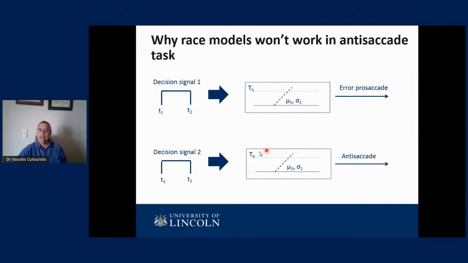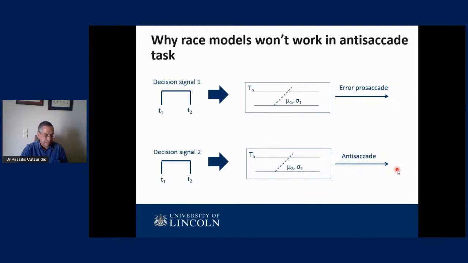Now, the difference between the two race models is that the linear rise of evidence accumulation takes values from a normal distribution with mean mu one and standard deviation sigma one, and if you allow that to cross the threshold t sub h, then an error prosaccade is generated. Now the other race model, which is completely independent from the previous one, differs in that this linear rise phase takes values from a different normal distribution with a different mean and different standard deviation, but it crosses the same threshold level. But if this one crosses the threshold, then a different eye movement is generated, the anti-saccade.